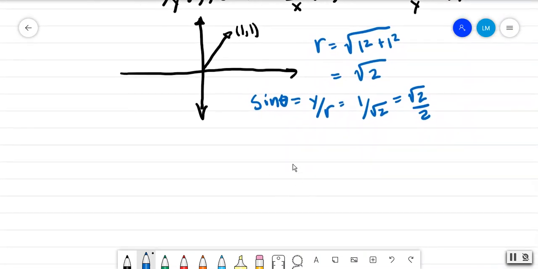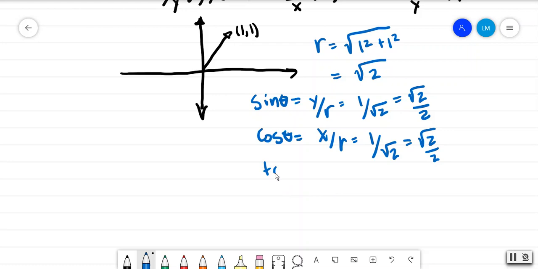Furthermore, you could also find the cosine of theta, which is x over r. But notice that it's the same coordinate, so it's 1 over root 2, which is root 2 over 2. Furthermore, you can find tangent theta, which is, in this case, the easiest one. You have y over x, which is just 1 over 1, which is just 1.